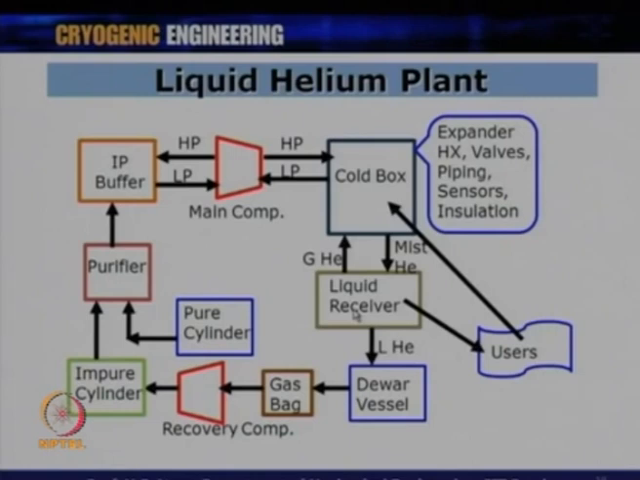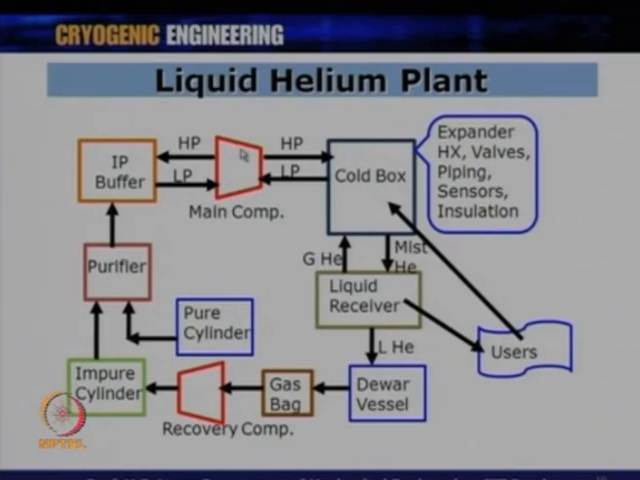With this background, having done compressors, heat exchangers, expanders, let us now see the working of a liquid helium plant and a liquid nitrogen plant. You can see here a schematic of the liquid helium plant, and this is the cold box which houses expanders, heat exchangers, valves, piping, sensors and insulation. So, it has got everything, as I said, different heat exchangers and expanders.